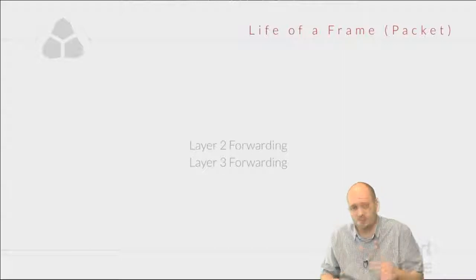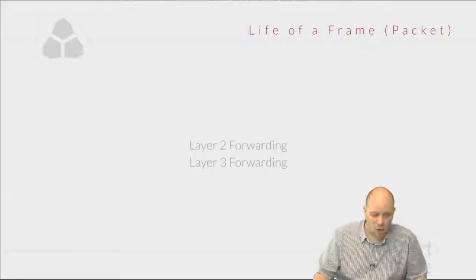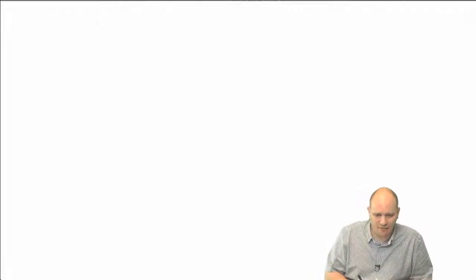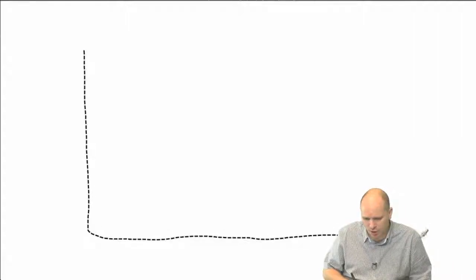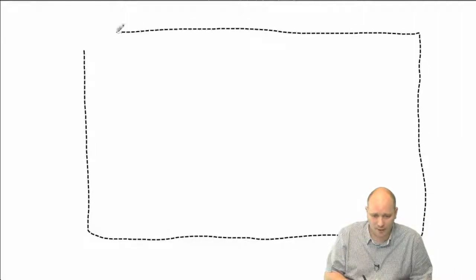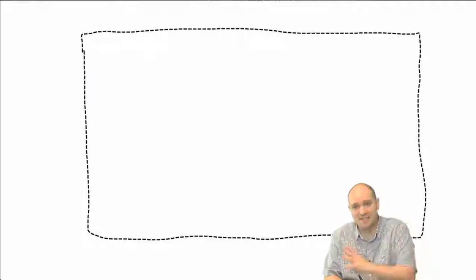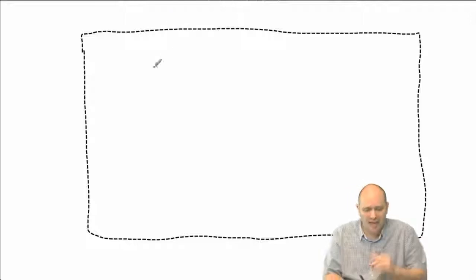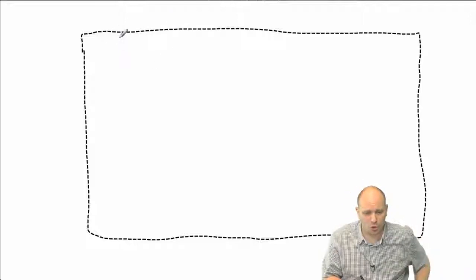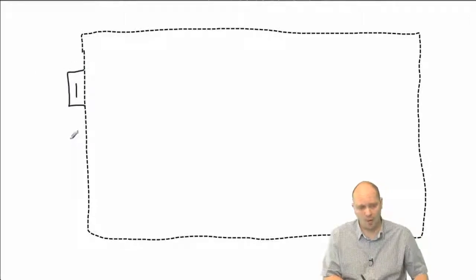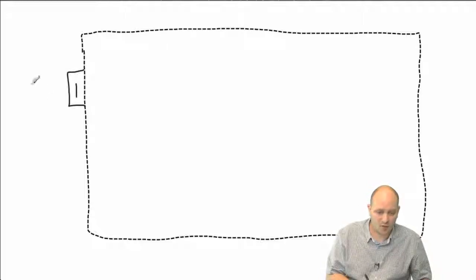Let's first look into the layer 2 forwarding of our frames. So at layer 2, let's say that we have a switch. So this is our switch. This is the entire switch that we are operating with. And the switch has multiple ports, and we can receive and send traffic on multiple ports. Let's focus on one port only that actually receives the traffic. So let's say that here we have port number 1, and we are receiving a frame here.